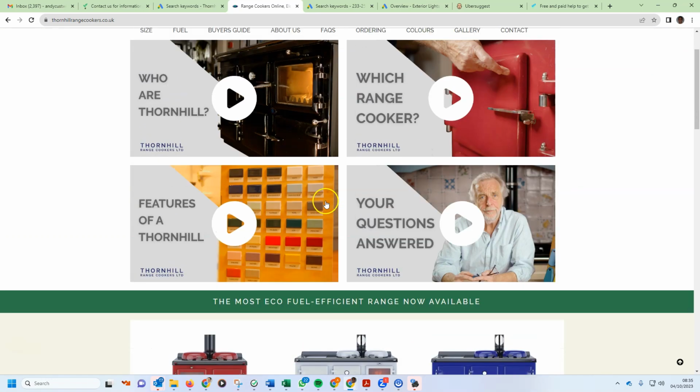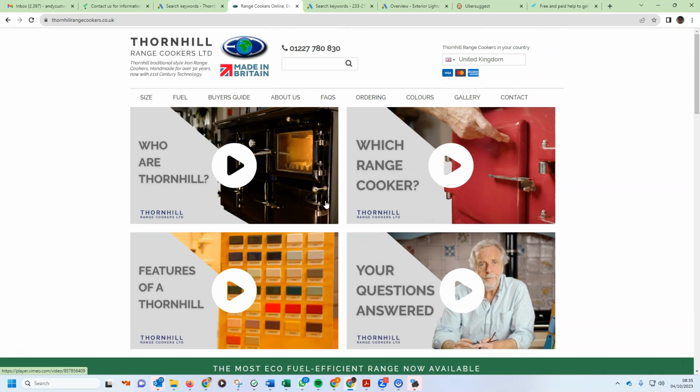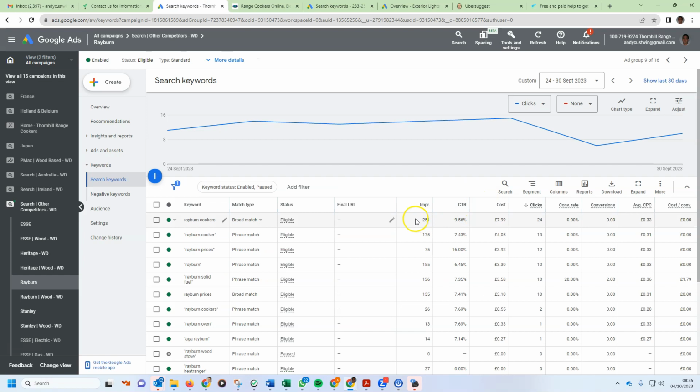So the home page probably isn't the best place to take them from Google Ads. They'd be better off taken to a page specifically focusing on them versus that competitor. That's one issue.